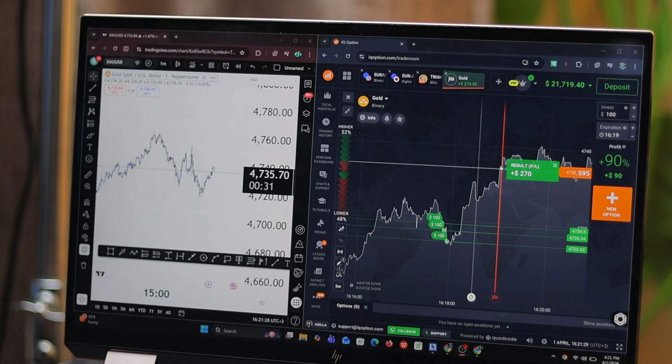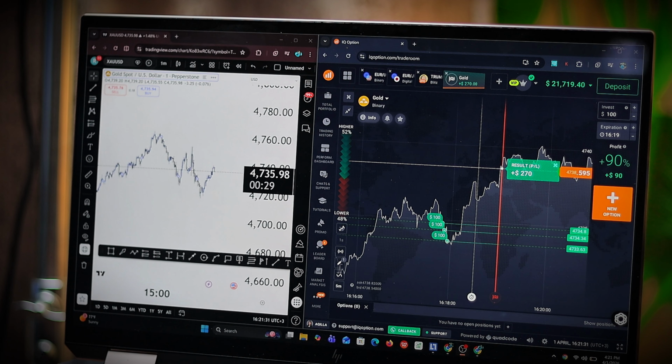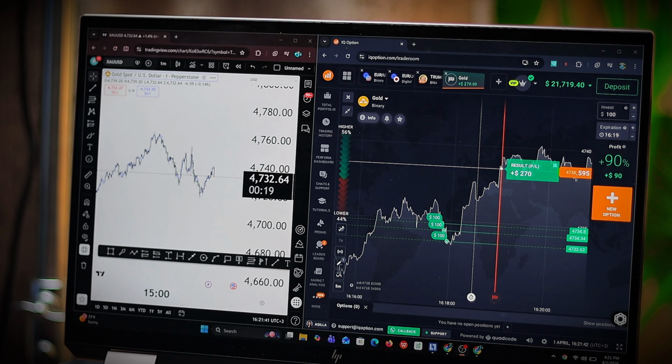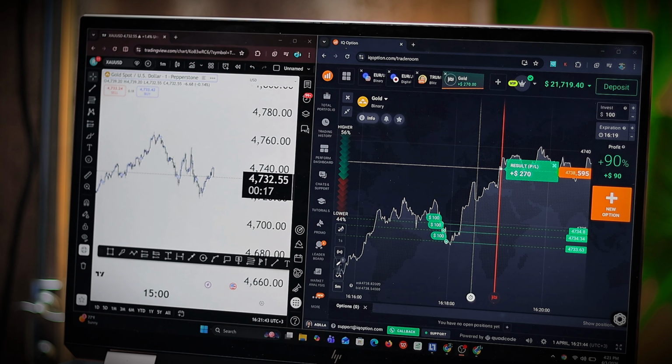As you can see now, IQ Option is the best choice you can have, because the same prices that you see on TradingView are the same prices that we see on IQ Option. And the best part is that IQ Option gives you the fast reaction. You can see we are getting a late reaction on TradingView, but on IQ Option it's very easy and very quick.